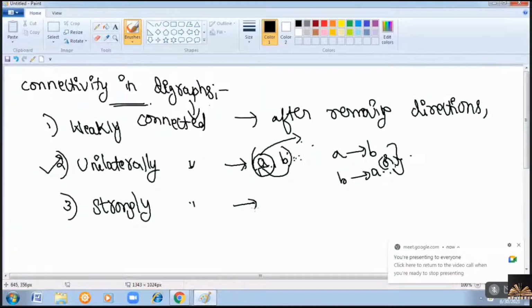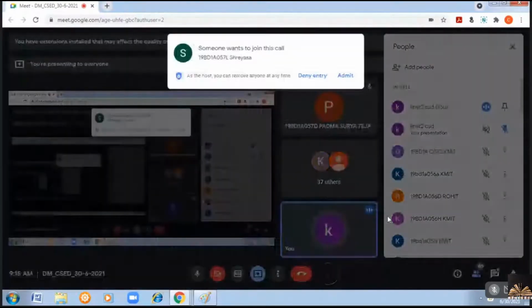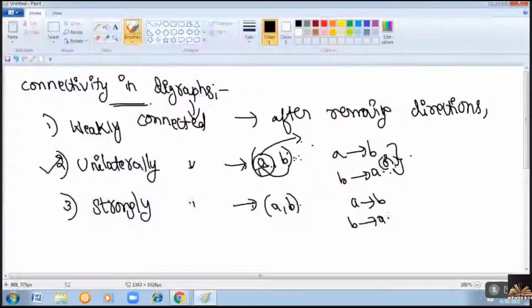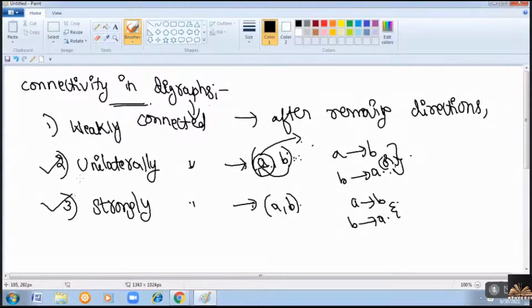And the opposite to this is strongly connected. Strongly connected means consider any pair of vertices, then each vertex in that pair should be reachable from the other vertex in the pair. That means A should be reachable from B and B should be reachable from A. Both are to be satisfied. Okay? Then you will call it a strongly connected graph.